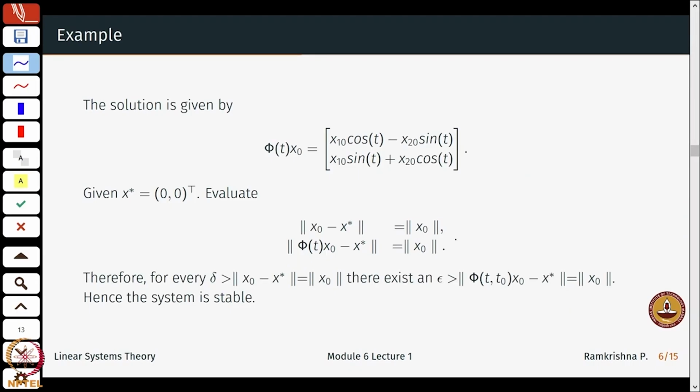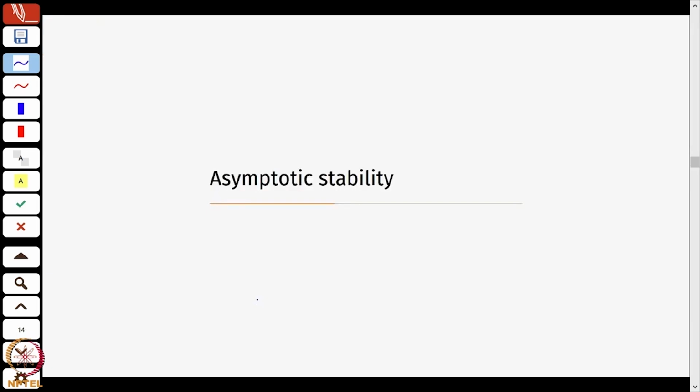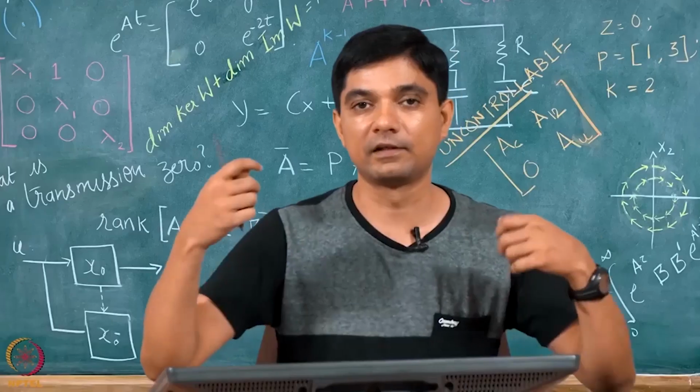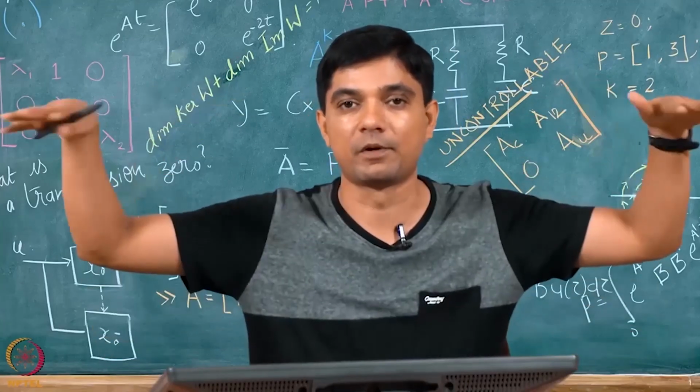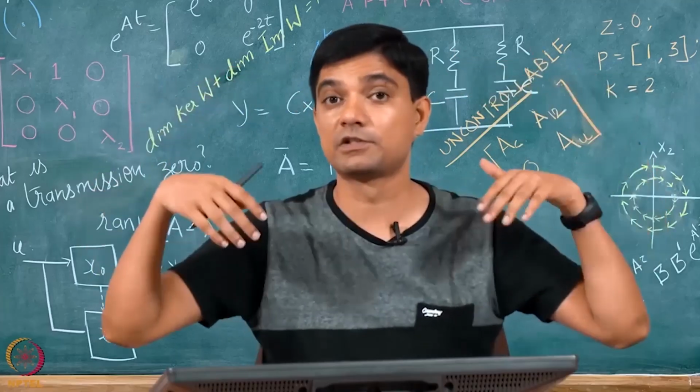And what I proved here is I can just check that for every delta greater than x naught, there exists an epsilon which is x naught, and hence the system satisfies the definition of stability. Right. Now what next? I really do not want systems where I do not know where they are going, but they are just bounded. I want something stronger, right.